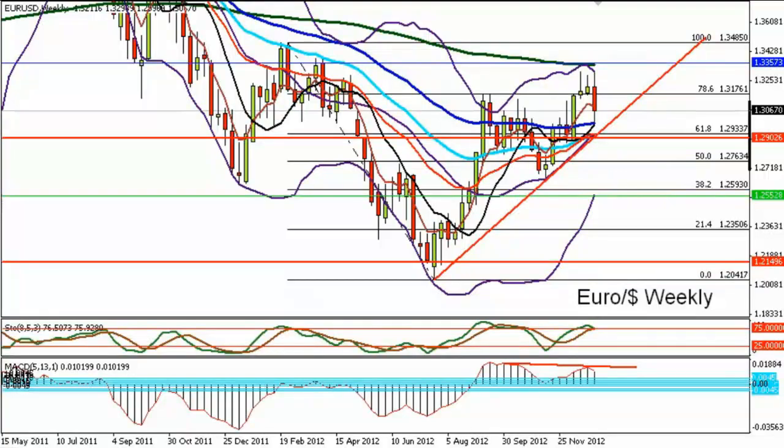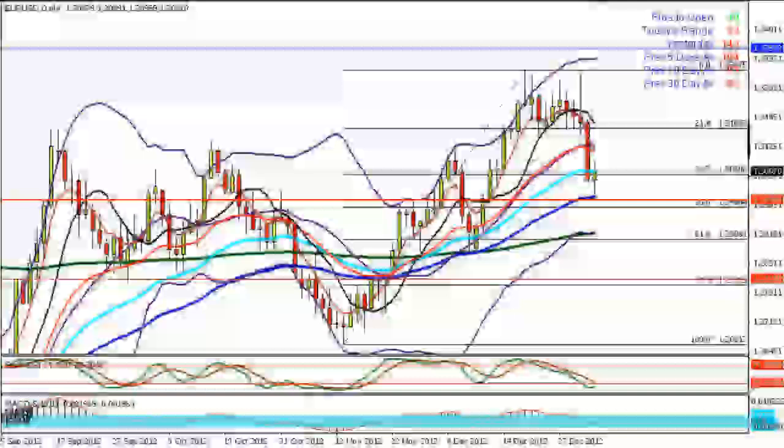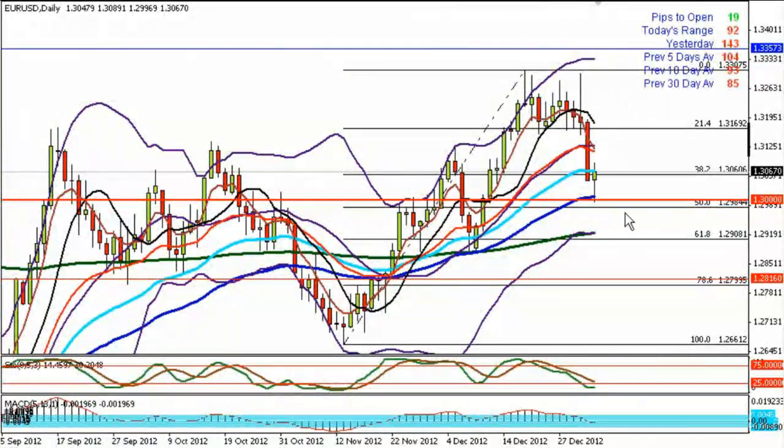If you want to trade intraday, this is a Euro USD on a daily chart. What happened predictably last week after the drop? Where did it stop? Almost to the pip on Friday at 130. So 130 is clearly a major area.